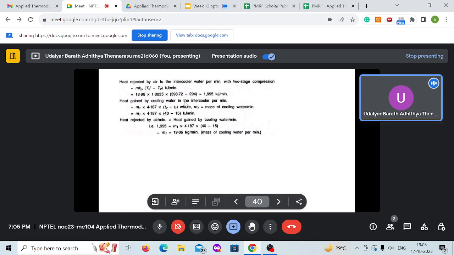So similarly, heat gained by water in the intercooler per minute is m dot into 4.187 into the temperature difference of the water, which is 40 minus 15. This will be equal to the heat rejected by the air. So from there we can find out the mass of cooling water required, which will come out to be 19.06 kg per minute.